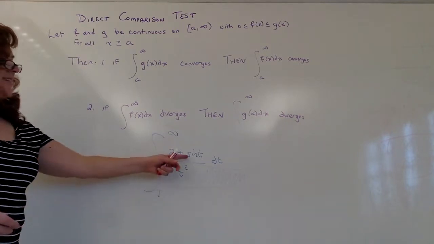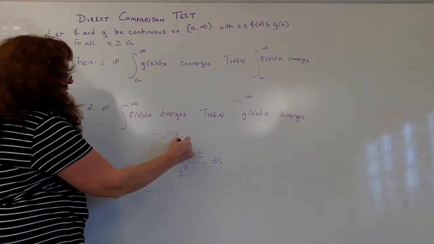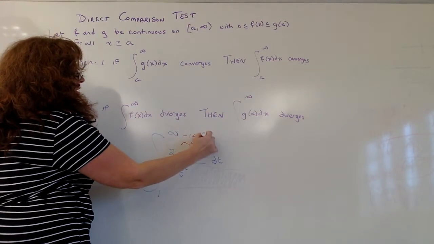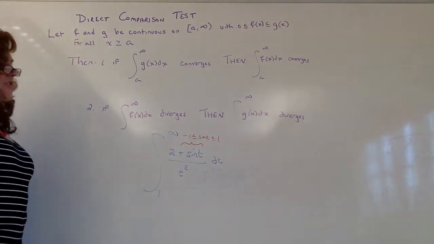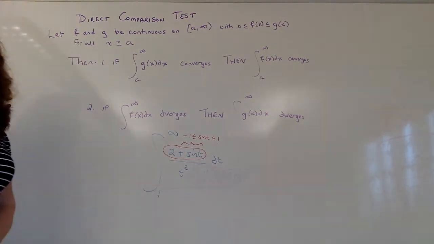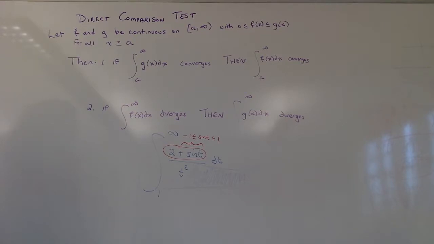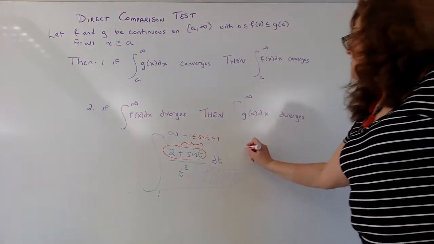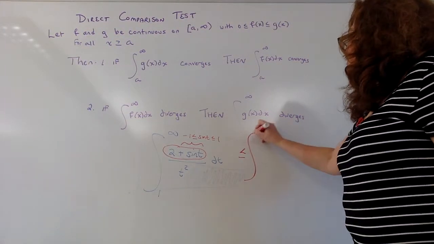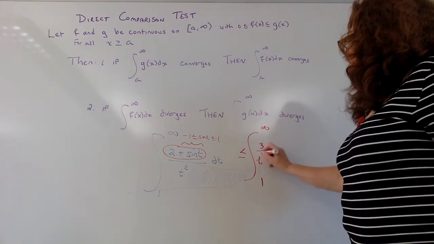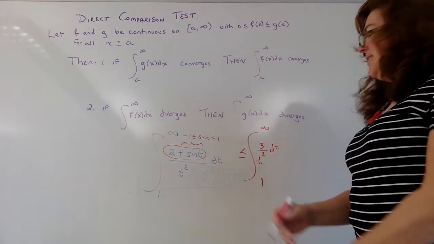Well, the sine function is always between -1 and 1, right? So I know that my numerator here is always less than or equal to 3, because the biggest sine t can be is 1. So I know that this integral is less than or equal to the integral from 1 to infinity of 3 over t squared dt.